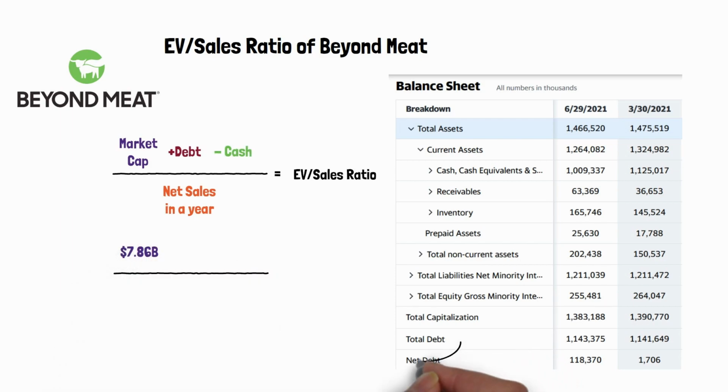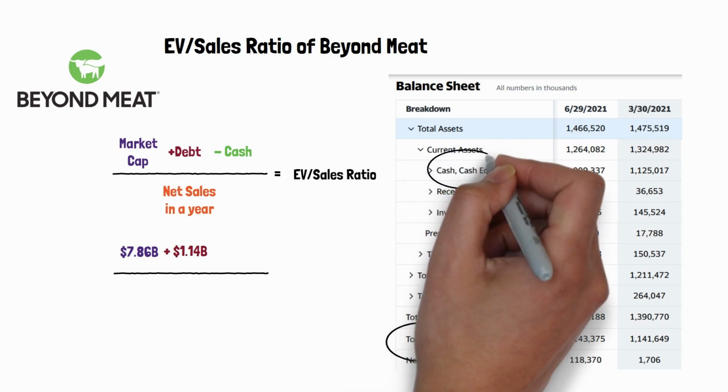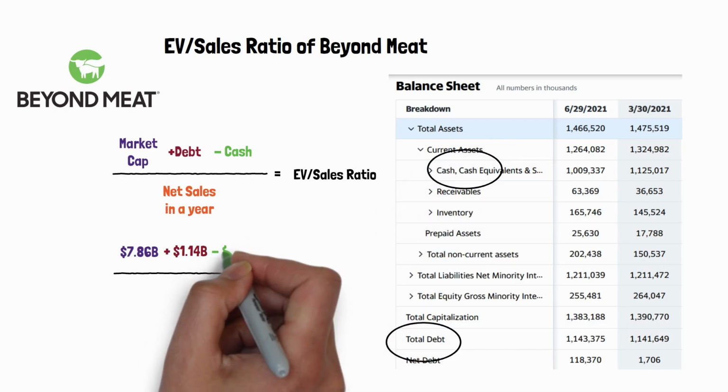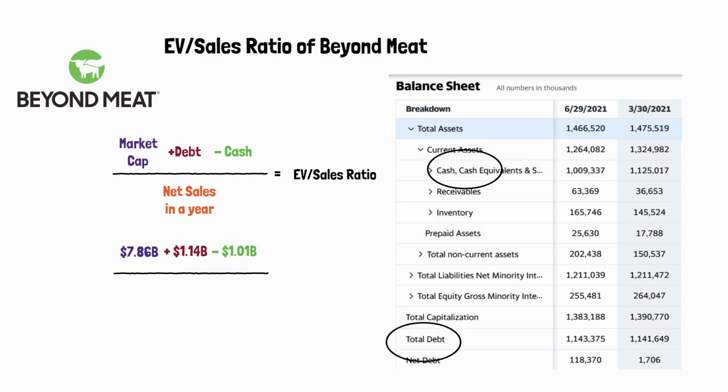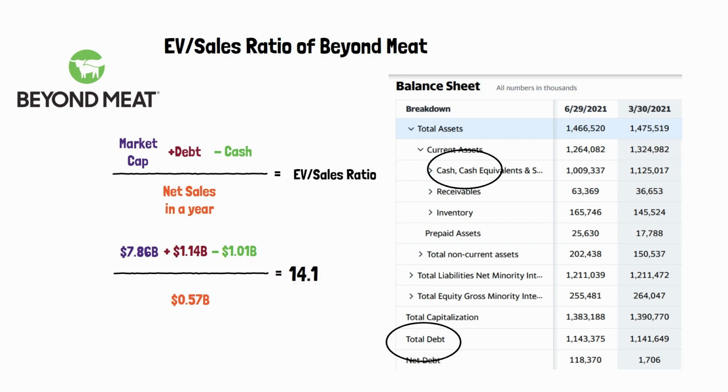$7.86 billion market cap plus $1.14 billion debt minus $1 billion cash divided by $0.57 billion, then we get 14.1 enterprise value to sales ratio. When we compare this value to other vegan food companies, Tattooed Chef looks way better with 6.4 and Very Good Food EV to sales ratio is 12.1.